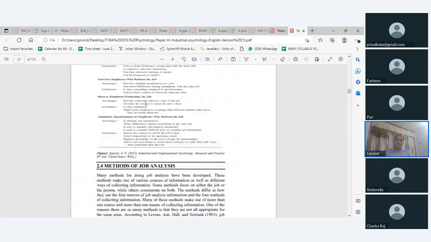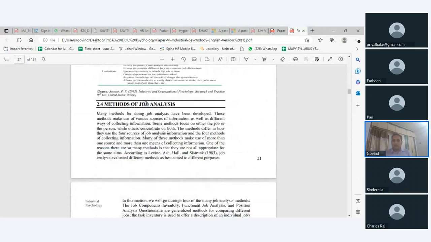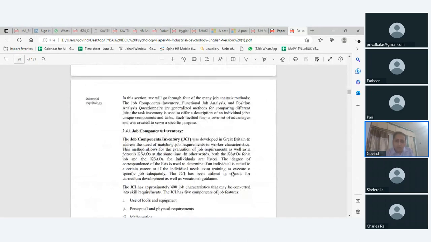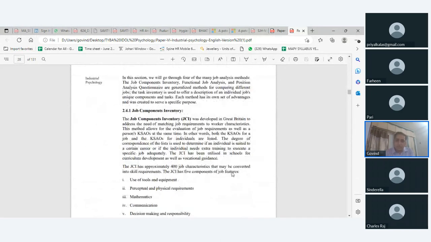Once you have collected the information related to that job, you need to do the analysis. How do you do that? The first method of analysis is job component inventory. The word itself is very clear. Inventory means stock, and stock is a compilation of the materials together. When you say job component inventory, that means what is required as a component of the job, not the whole job.